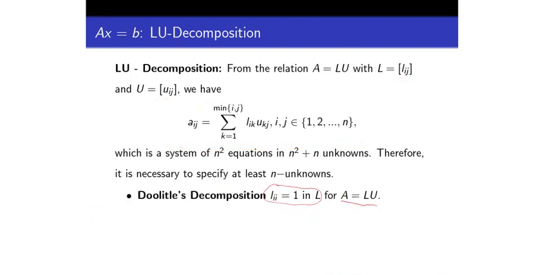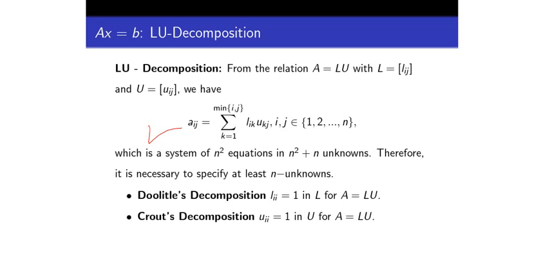So here are three decompositions we will learn. One is Doolittle's decomposition, where the diagonal entries in the lower triangular part are all equal to 1. You have n unknown entries in the diagonal of L, so he has fixed L_ii equals 1, and if you can write A equals LU, then you can find the other unknown entries. Similarly, instead of L_ii, if you fix U_ii equals 1, meaning the diagonal entries of the upper triangular part are equal to 1, then it is known as Crout's decomposition.